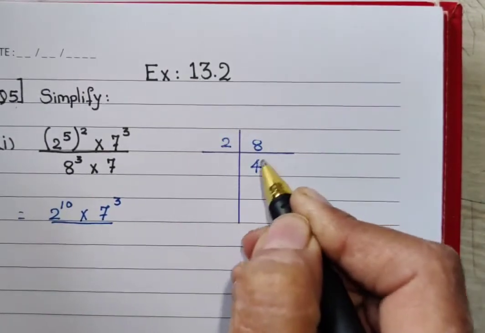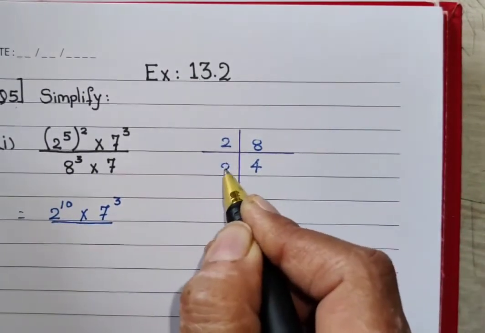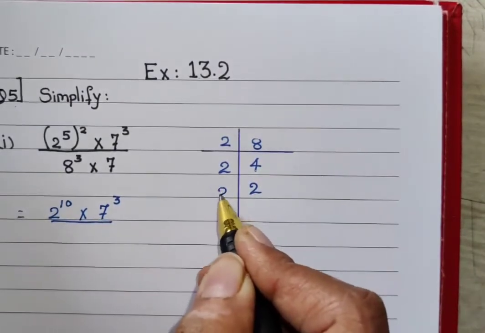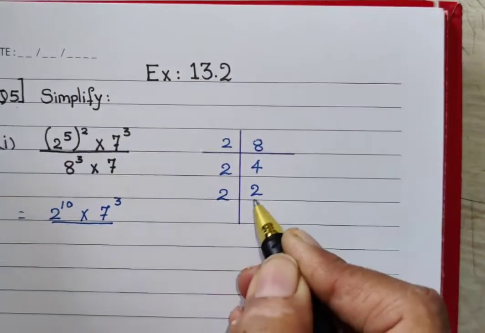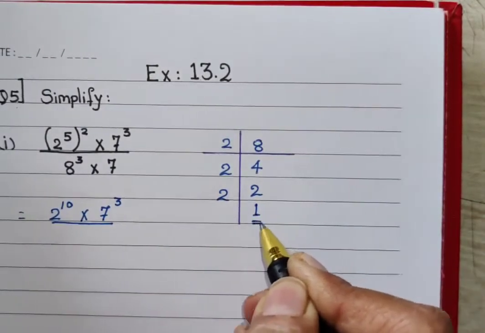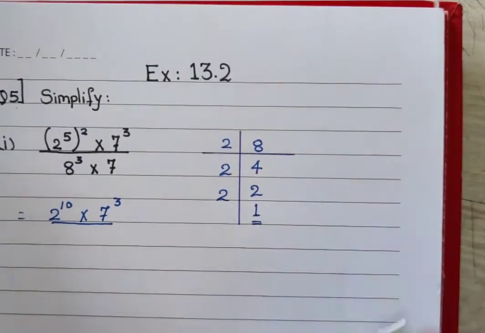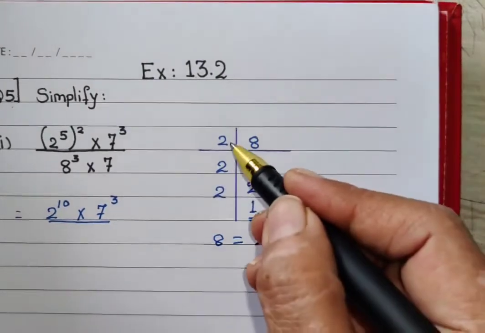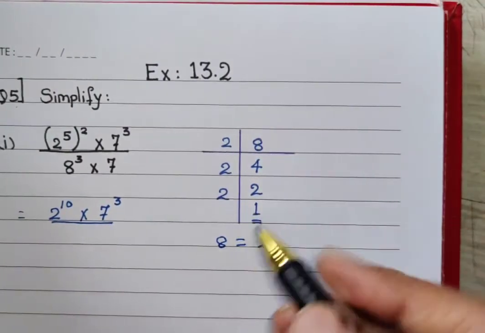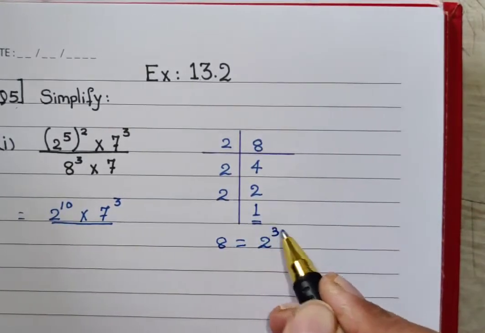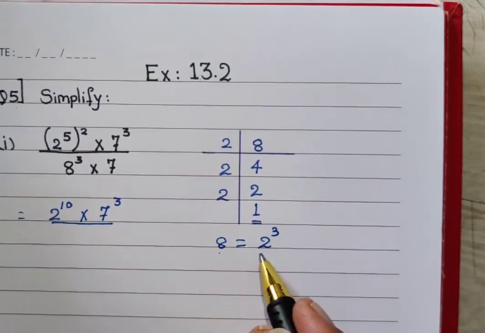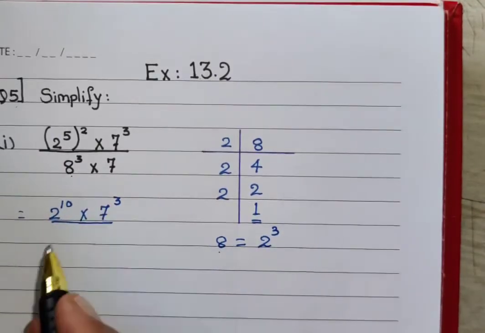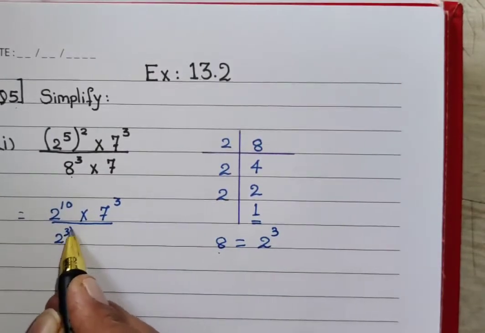2 4s are 8, 2 2s are 4, 2 1s are 2. So here comes, what is 8? 8 is nothing but it is actually having how many times 2 in it? It is a multiple of 2 three times. So 8 could be written as 2 to the power 3. So in the place of 8, write down 2 to the power 3.